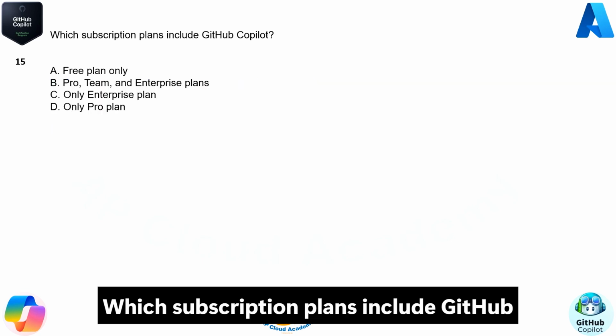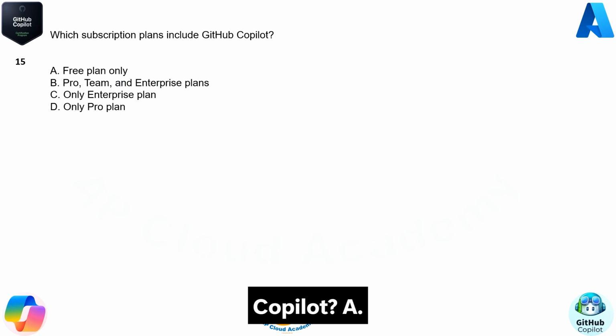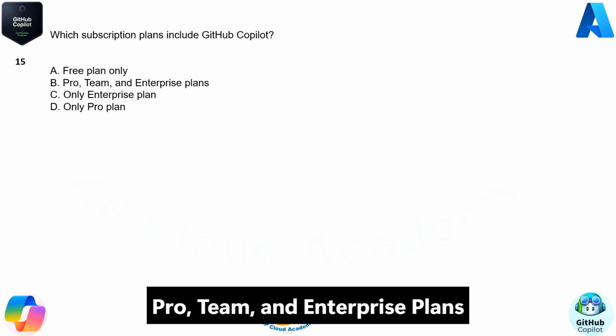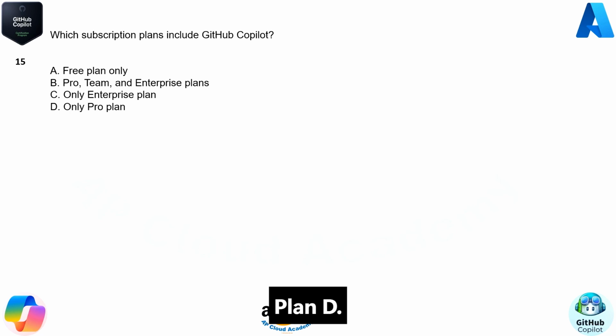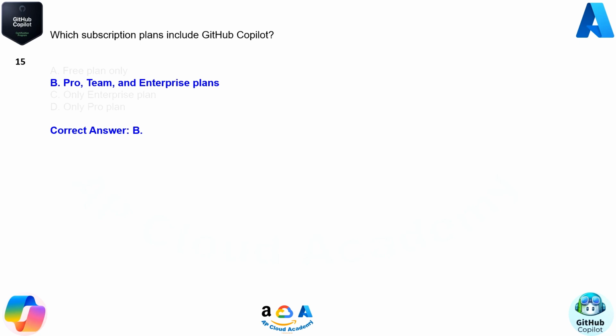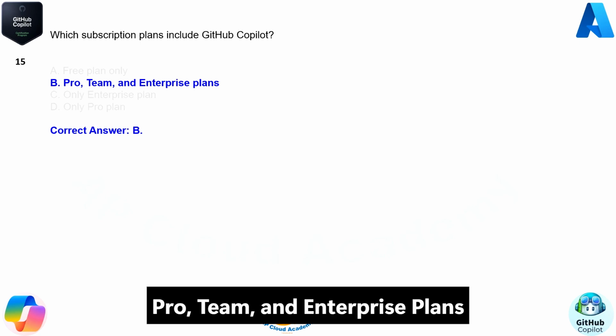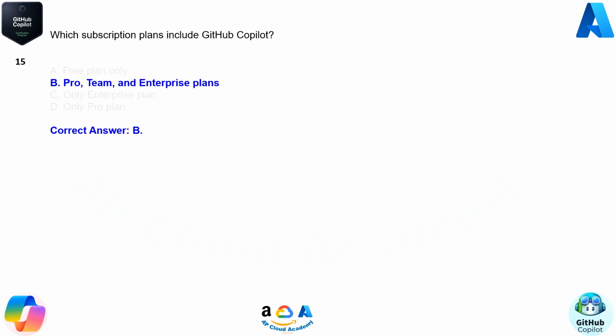Which subscription plans include GitHub Copilot? A. Free plan only. B. Pro, Team, and Enterprise plans. C. Only Enterprise plan. D. Only Pro plan. Correct answer, B. Pro, Team, and Enterprise plans.